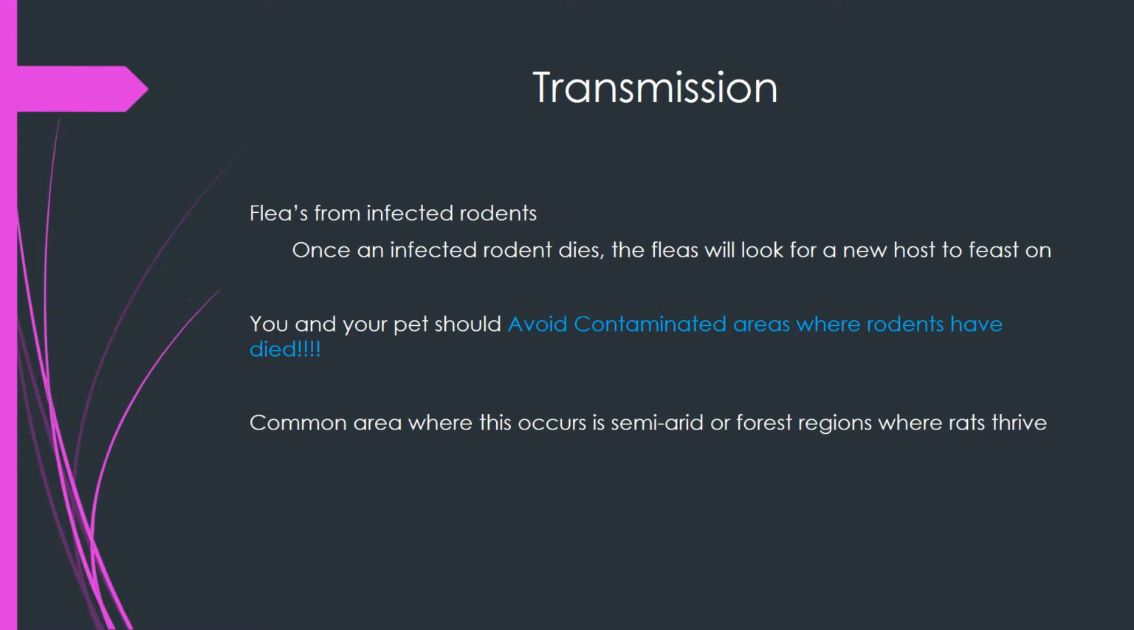And anyone who has pets knows how much of a problem that can be. So you and your pet need to avoid contaminated areas where rodents have died. The common areas where this happens are semi-arid and forest regions. These are areas where rats can thrive.